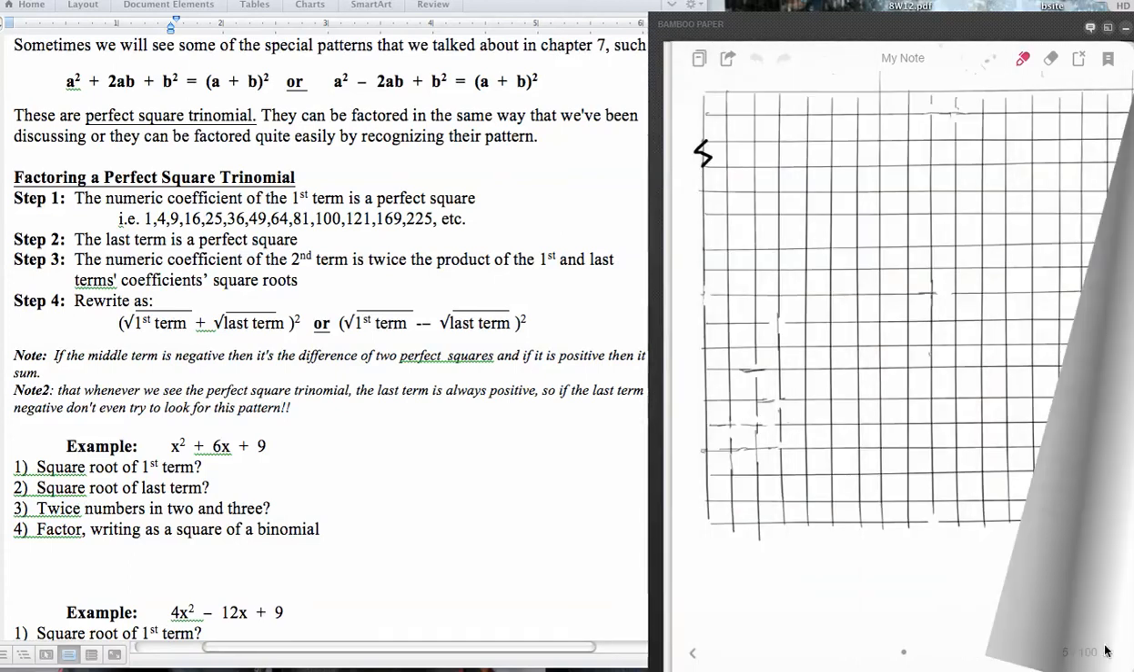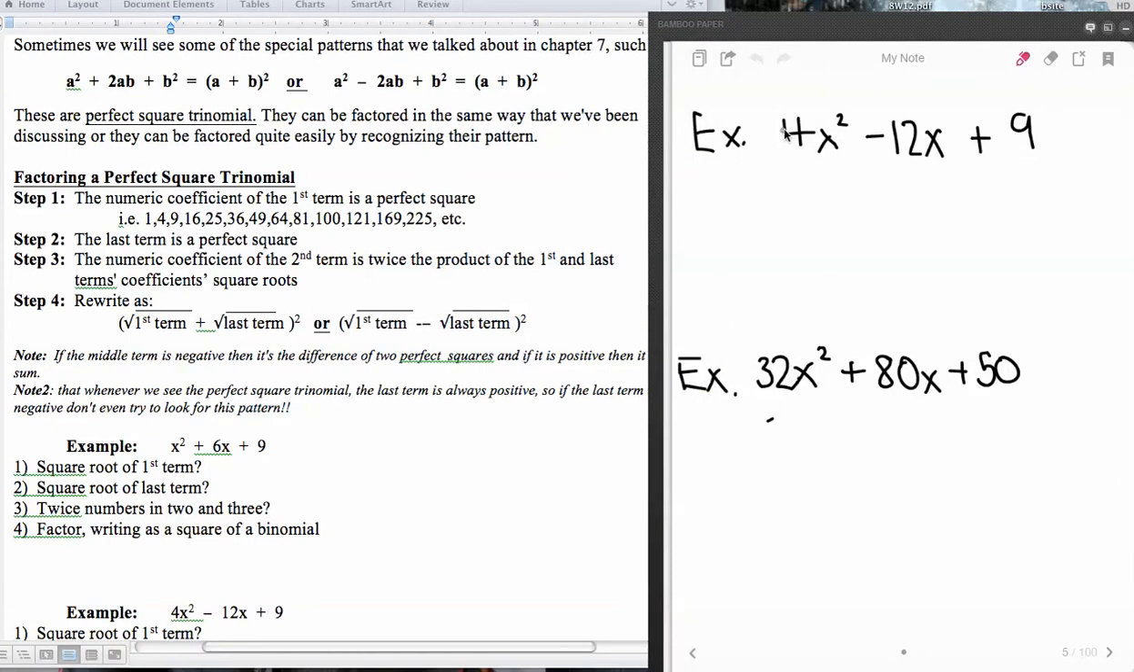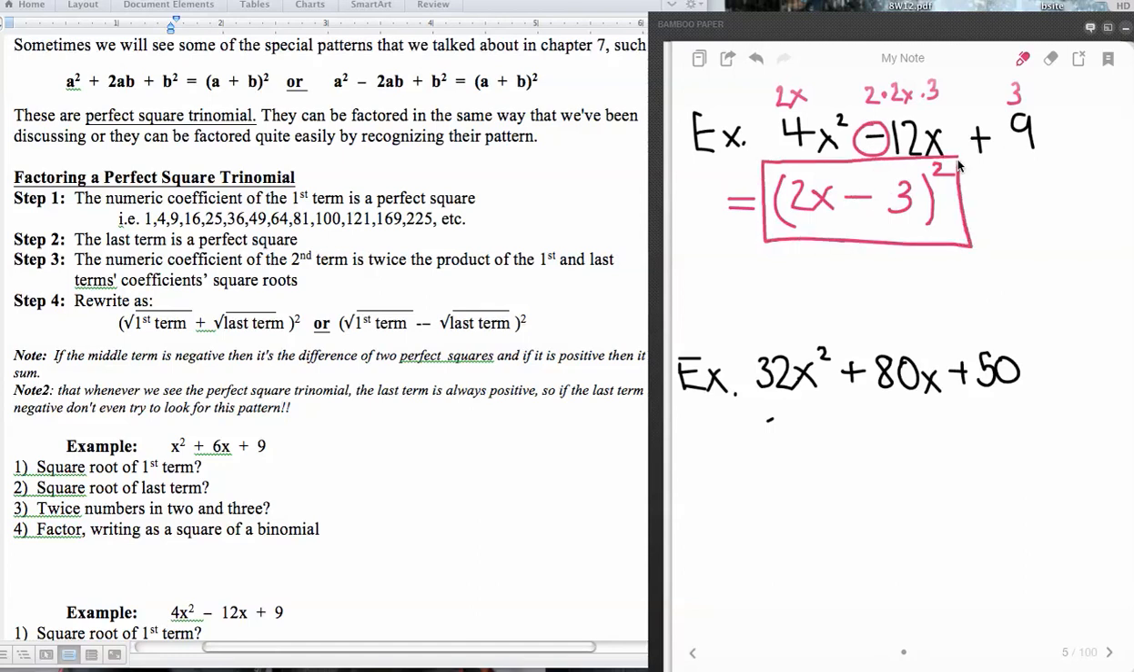All right, now let's try it again. Next we have a perfect square here, so we'll get its root, and a perfect square here, we'll get its root, and then here in the middle we have twice the root and the root, and we'll see 2 times 2 is 4 times 3 is 12. Yep, that matches. So we'll write a binomial squared, root of the first term, 2x, root of the last term, 3, and whatever the middle sign is goes in the middle. And that's all we have to do.